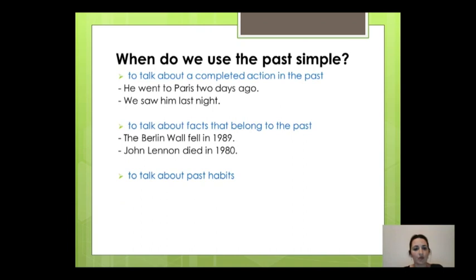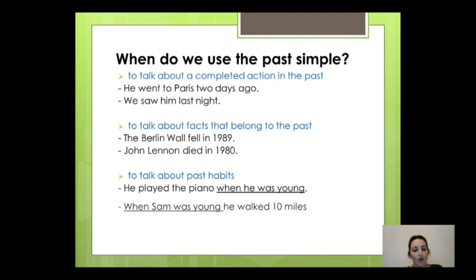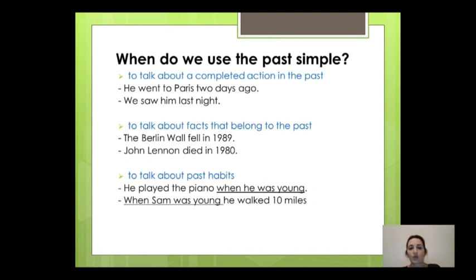We use it to talk about past habits. He played the piano when he was young. So you can see this underlined part here, when he was young. He was in the habit of playing the piano. Now he doesn't play anymore. But when he was young, he used to. Or, when Sam was young, he walked 10 miles to his work every day.